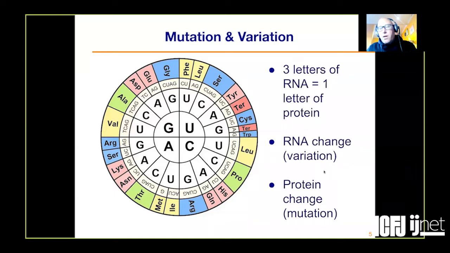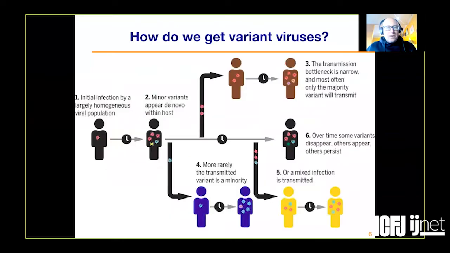So sometimes there can be a change in the RNA, but it doesn't change the protein. But sometimes, if you had a C and then the U changed to a CCU, it would change the protein that is being made. Okay, so not every change in the genome is leading to a change in the protein, but the proteins are the actual things that do the work of the virus. Okay, and how do we get variants?